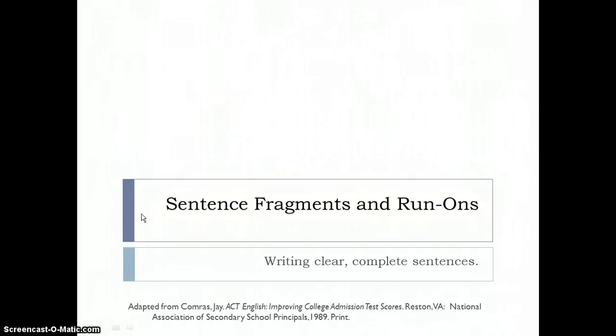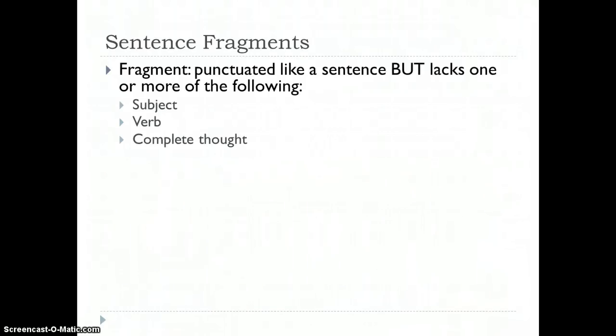I'm going to be talking to you about sentence fragments and run-ons to make sure that those sentences that you have in your writing are understood by everyone because they are clear and complete. So let's start with sentence fragments. A fragment is just a fancy way to say an incomplete sentence. It's punctuated like a sentence, but it's missing one of the three requirements that we need for a complete sentence: a subject, verb, and complete thought.